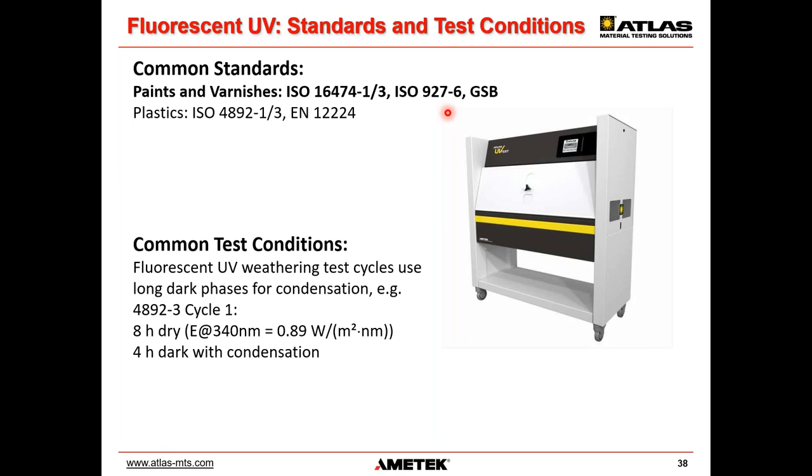Some test standards. These UV testers really come from the world of paints and varnishes and coatings. That's where they are predominantly used. There's also a plastic standard, the option number 3 in ISO 4892-2. And, you see, the list of test standards is already heavily reduced compared to xenon.